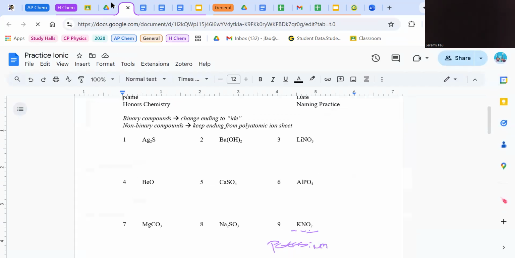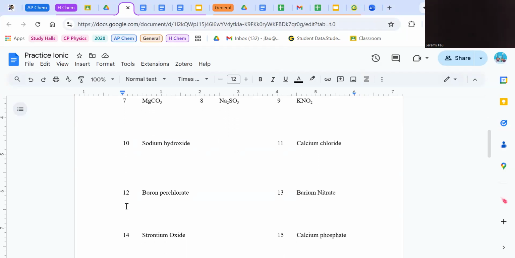So potassium and then nitrite, we just write nitrite. Again, no changing. If it's not a binary compound, if it is a polyatomic ion, no changing of the endings. All right. Let's look at two at the bottom. These are to go the other way.